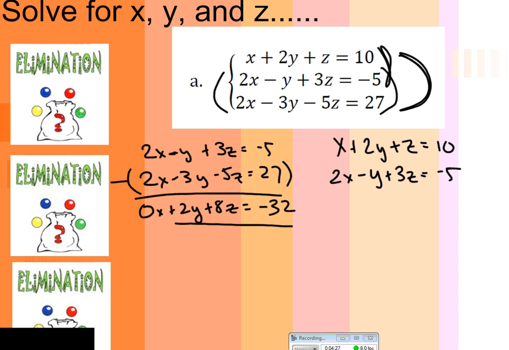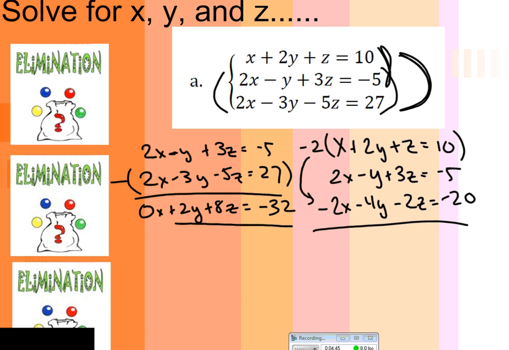Now, right now nothing matches up, so I can't just eliminate any of them. But what I can do is this. I can multiply the top one times negative 2. When I do that, I get negative 2x minus 4y minus 2z equals negative 20. That is just this one rewritten, multiplied times negative 2. So now if I add these 2, I get 0 minus 5y plus z equals negative 25.